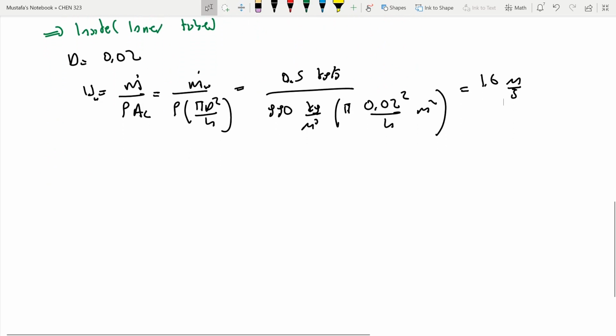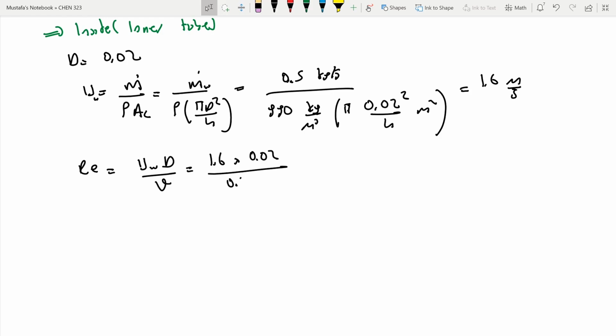After we have the velocity, we can calculate the Reynolds number: U water times diameter divided by kinematic viscosity. 1.6 is the velocity, diameter is 0.02, kinematic viscosity is 0.6 times 10 to the minus 6. Everything is in metric units, so they will cancel. So we have 53,490. This is greater than 2300, so this means the flow is turbulent.